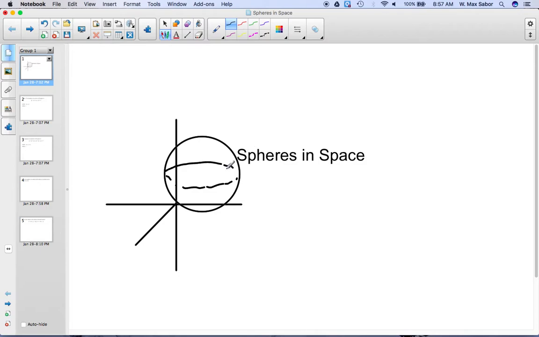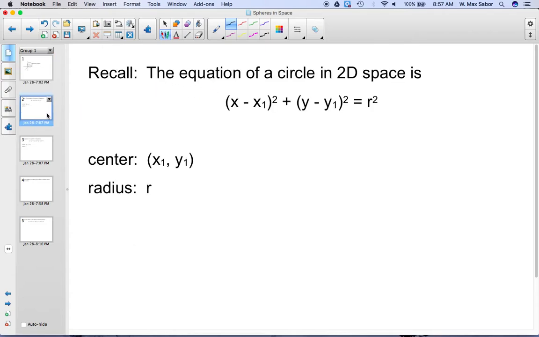The main thing that a sphere has is a center and a radius. And just like a circle, it's all the points at the same distance from the center. It's just now all the points are the same distance from the center in 3 dimensions, so there are more points than a circle has.